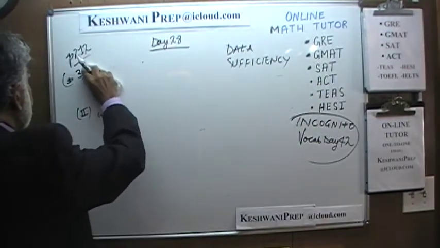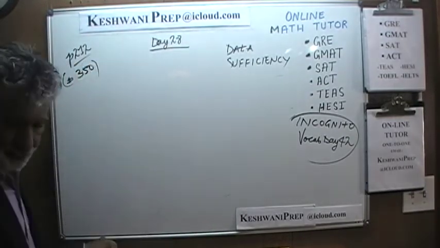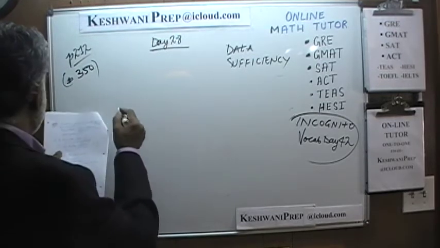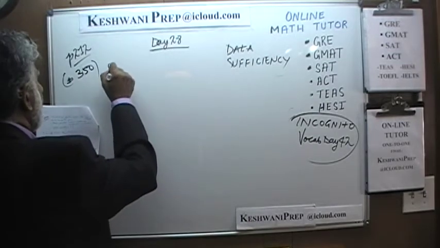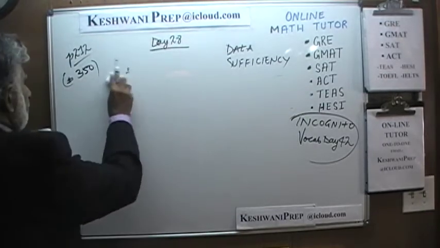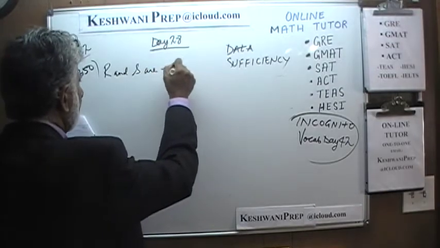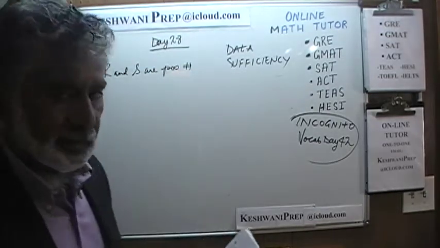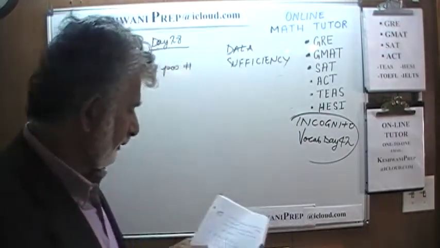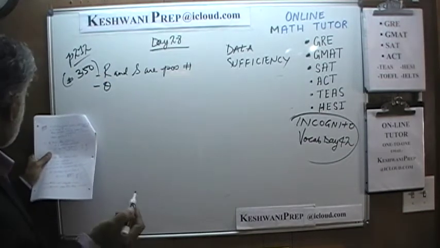Number 350 says that R and S are positive numbers. They use the word numbers, positive numbers, not necessarily integers. They don't need to be whole numbers. Keep that in mind. Sometimes language is very important. But not sometimes, always. The words are very important.